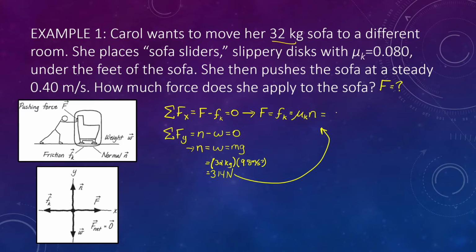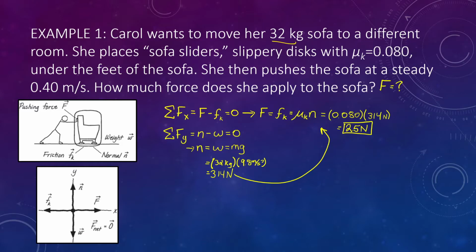We know it's mu times N. Mu was given in the problem as 0.08. And we just found what the normal force is. It's 314 newtons. So once you plug this in, you'll get a value, I think with some rounding, equal to 25 newtons. That is the force F that she pushes with.